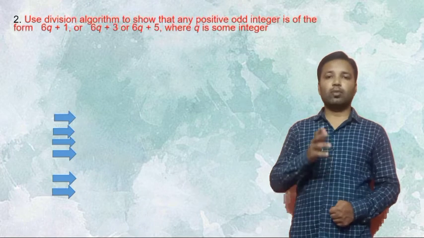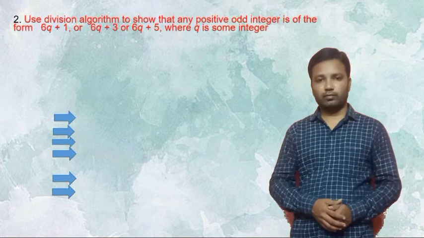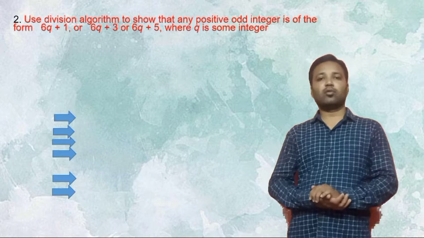Today I am going to explain, using Euclid's division algorithm, how to show that any positive odd integer is in the form of 6q plus 1, 6q plus 3 and 6q plus 5. Let us go for that solution.